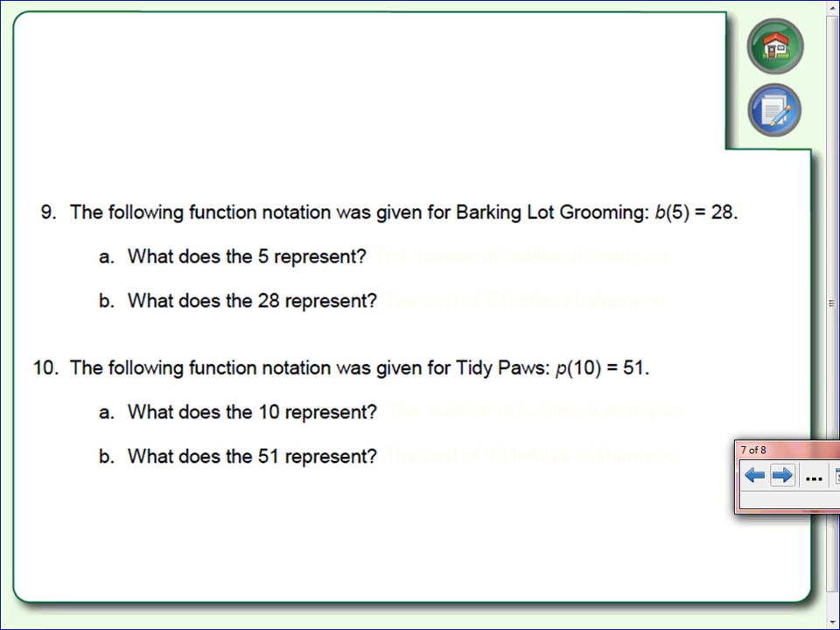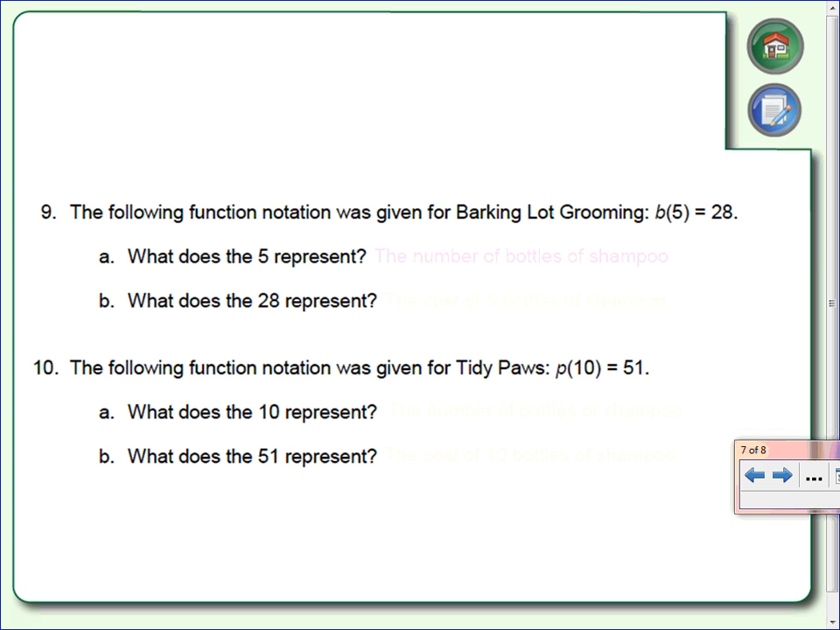Number 9. The following function notation was given for parking lot grooming. B of 5 is equal to 28. So they gave me this thing right here. The question is, what does the 5 represent, and what does the 28 represent? 5 is the number of bottles, and then what's the 28 then? The cost. Very good.